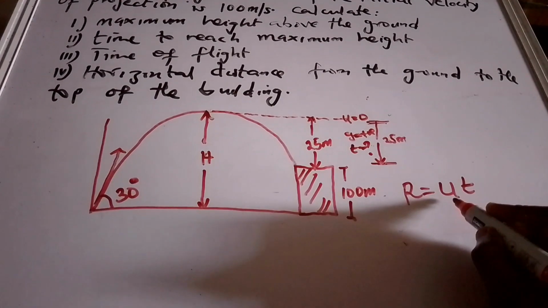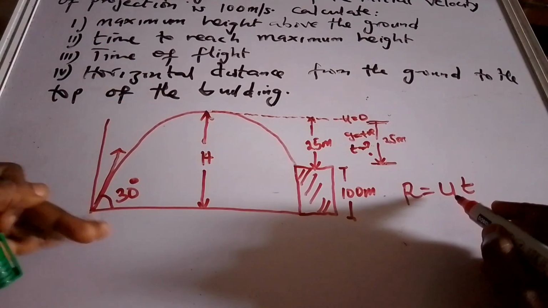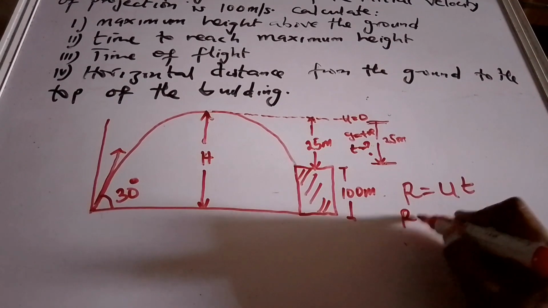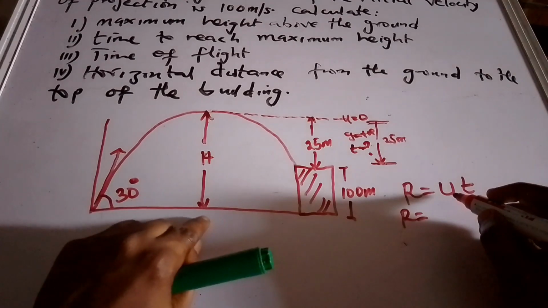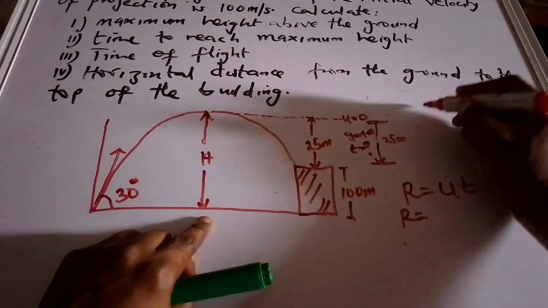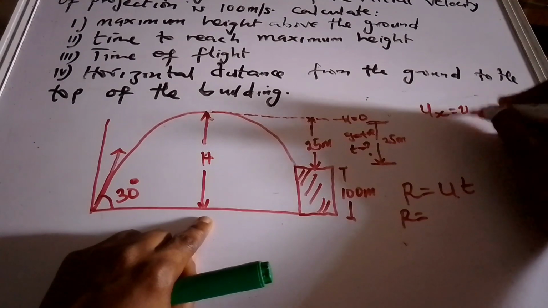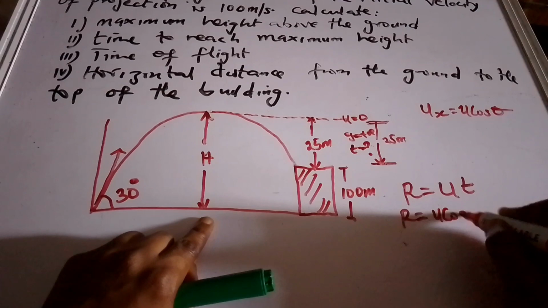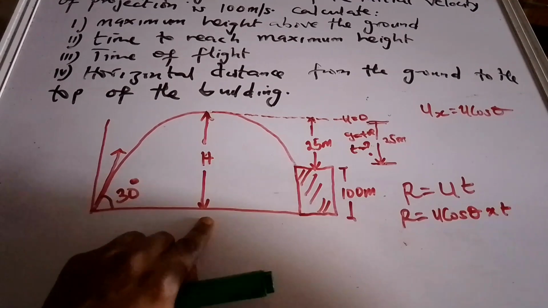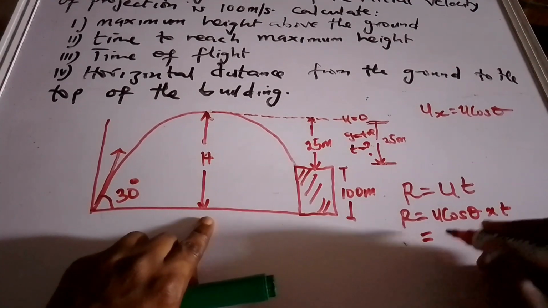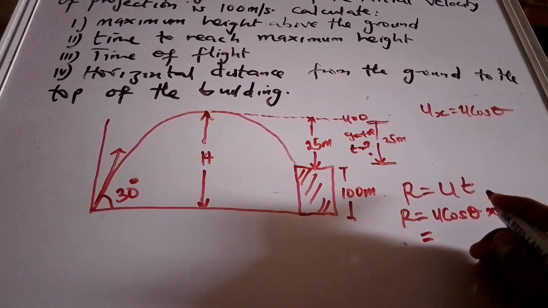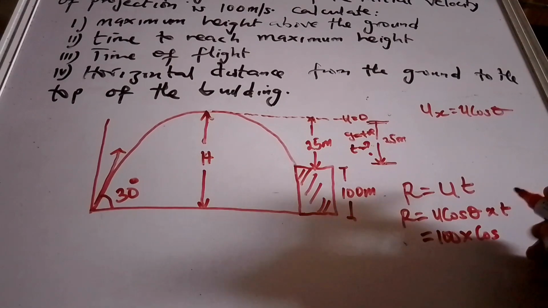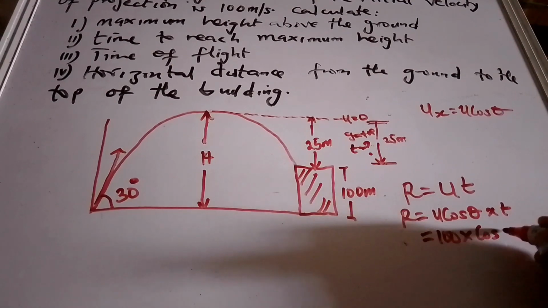But since our u is not a vertical component, and range has to do with the horizontal component, our u here will be taken as the horizontal component. Remember, for the horizontal component, u is u cos theta. So r will now be u cos theta multiplied by t. So that's going to be our range. What's going to be our u? Our u is 100 and cos 30, because our theta is 30, then multiply by time.